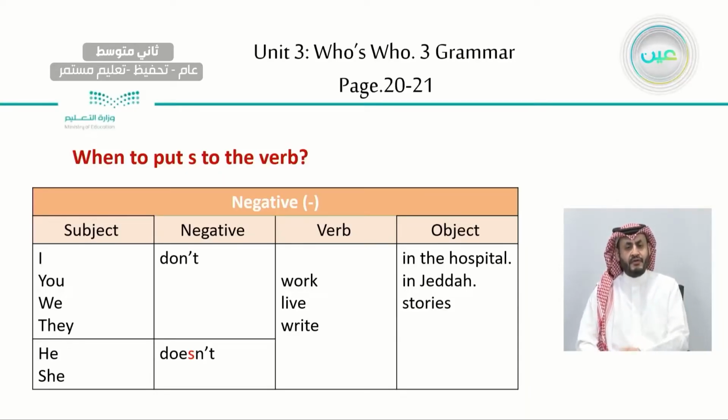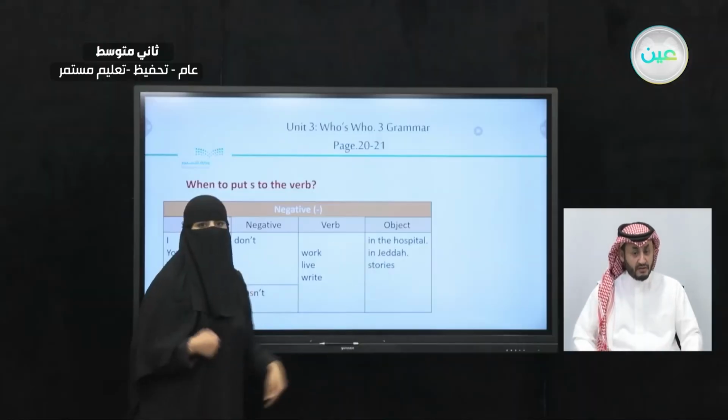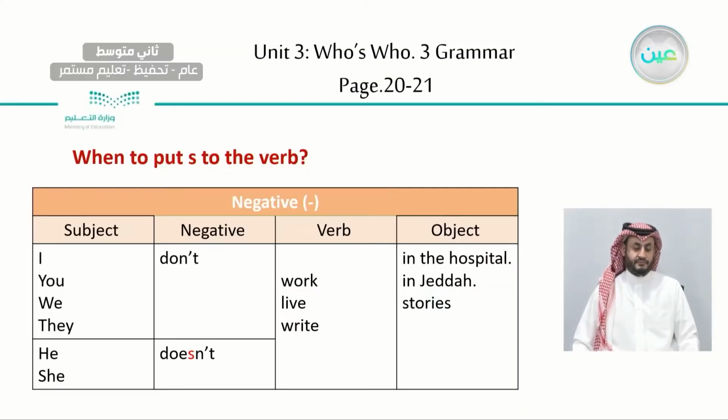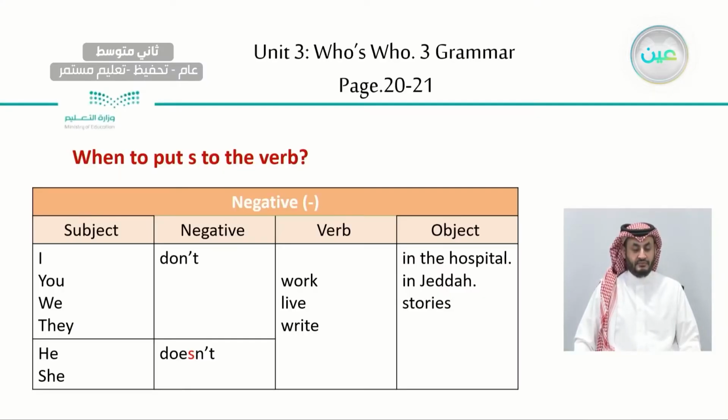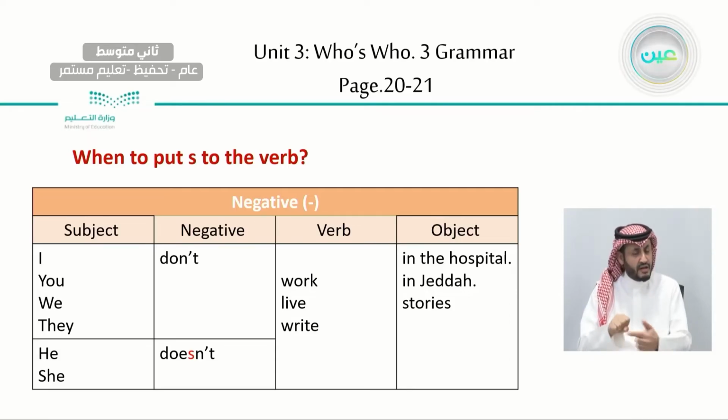This is the structure. For example, we don't live in Jeddah. Now, how about he and she? He doesn't work in Jeddah. She doesn't write stories. See, we did not add the S to the verb. The S is here with doesn't.